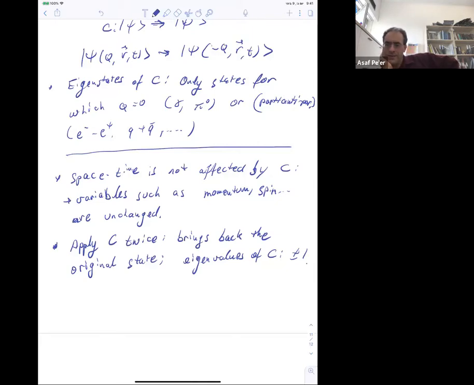Now this is a symmetry, meaning that if I do something, like charge conjugation, that means I'm taking all the particles and transforming them into antiparticles, then nothing happens. That's the meaning of a symmetry.